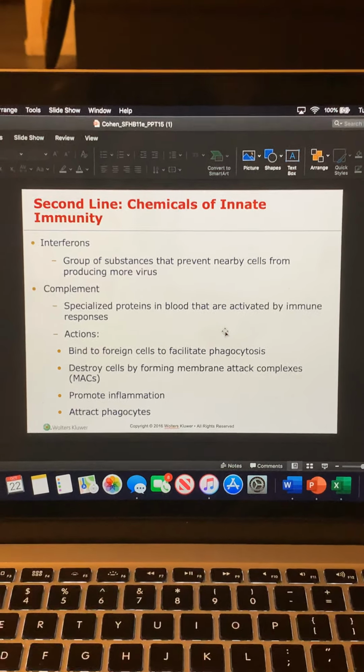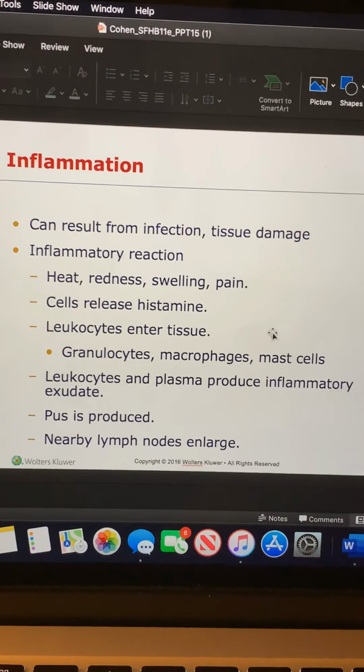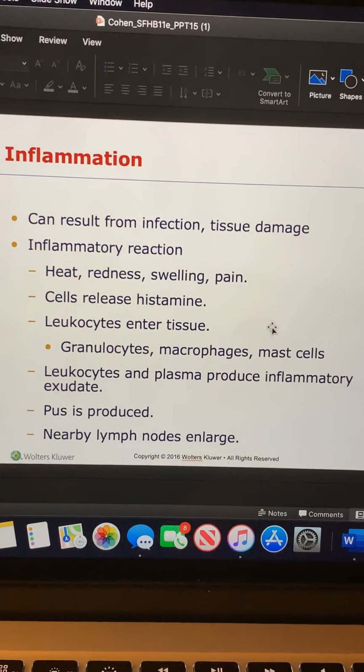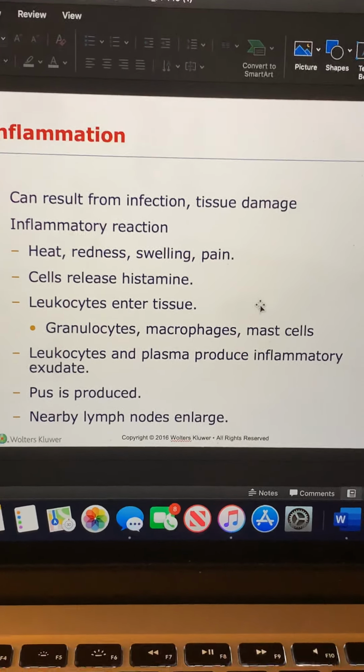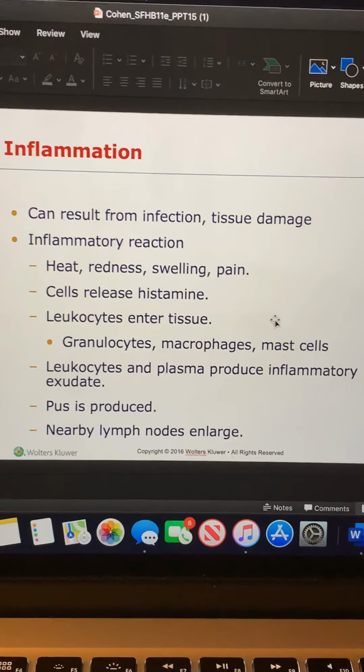The cells release histamine. Leukocytes enter the tissue. So it's the white blood cells, which are the granulocytes, macrophages, and the mast cells. The leukocytes and plasma produce inflammatory exudate. So then the pus is produced and nearby lymph nodes enlarge.